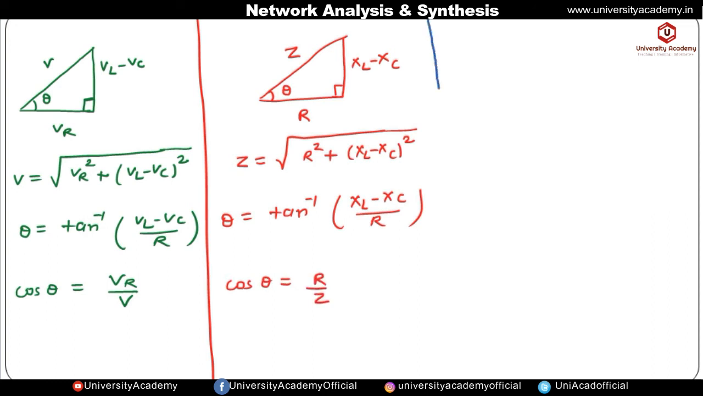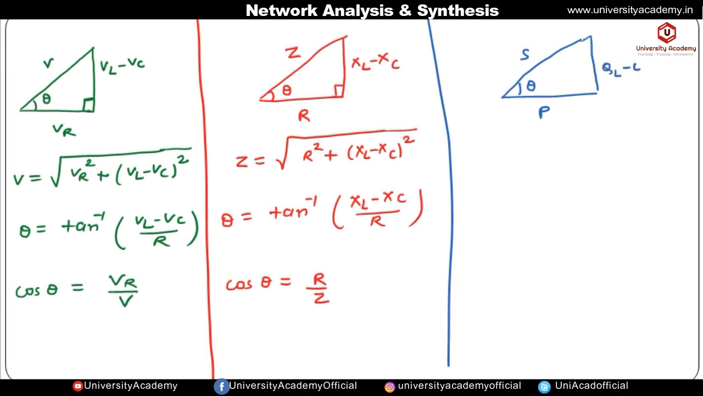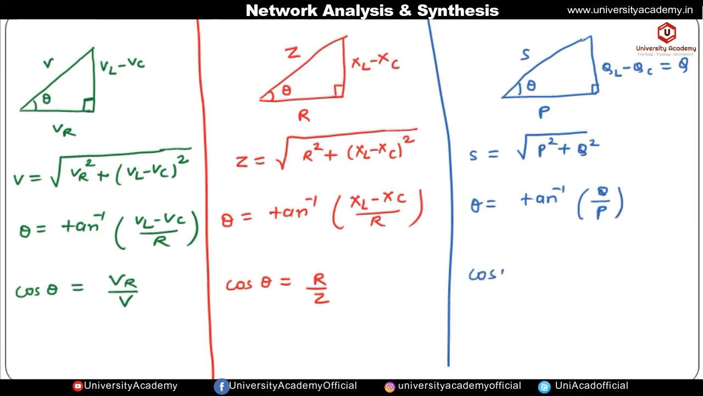Next let us draw the power triangle. This is active power P, this is apparent power S, and this is total reactive power, QL minus QC, which we denote with Q. Angle is theta. So S will be given by square root of P square plus Q square, and the theta angle will be given by tan inverse of Q by P. The power factor cos theta is given by base, which is active power, and hypotenuse, which is apparent power.